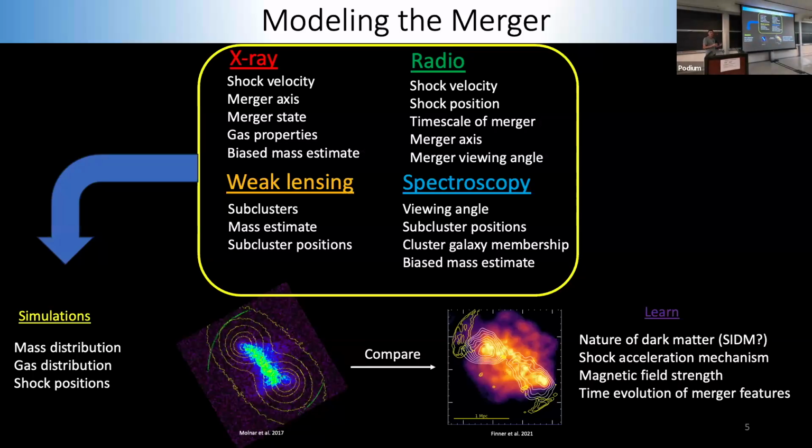So one approach we take is to get as much multi-wavelength data as we can on clusters. We get X-ray, radio, we use weak lensing and do spectroscopy. Here I've listed a lot of the measurements that we can make to try to understand the galaxy clusters and the mergers that have happened. We take this data and either create idealized simulations or look for analogs in cosmological simulations that match our observations, and then we compare them. We take what we see in the simulation to what we see in observation, and then we try to understand things like the nature of dark matter, shock acceleration, and magnetic fields, and other things.